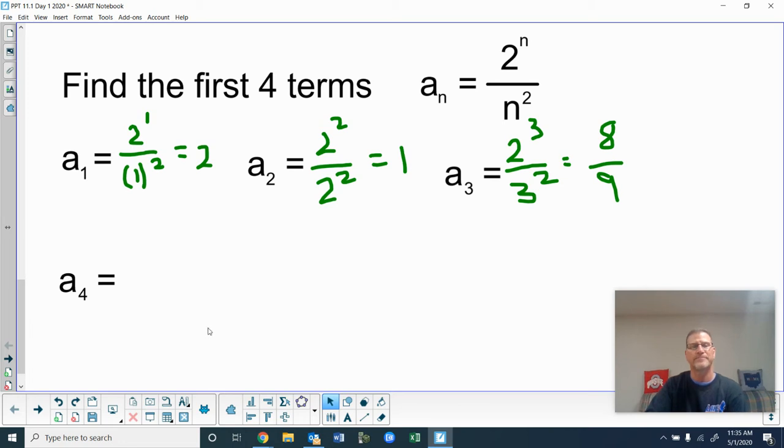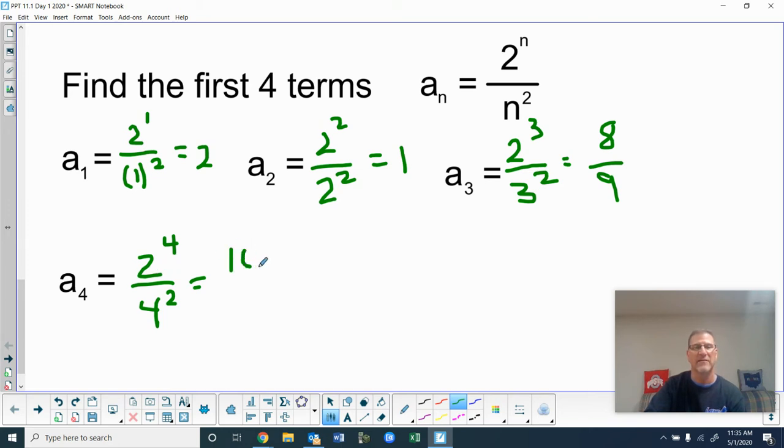And then the fourth term, I'm going to put 4 where I see an n. So 2 to the fourth over 4 squared. And 2 times 2 is 4, times 2 is 8, times 2 is 16. And 4 squared, 4 times 4 is 16. So we're back to 1. And that's okay. So first term is 2, second term is 1, third term is 8/9, fourth term is 1. That's the first 4 terms of the sequence for that example.